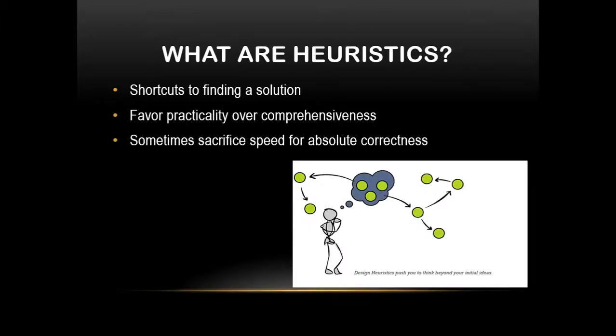So what exactly are heuristics? Heuristics are shortcuts to finding a solution. Heuristics are not always elegant, but they do favor practicality over comprehensiveness. You won't always be able to try every single solution, but the drawback is sometimes you do sacrifice absolute correctness when you want to get a quick solution.